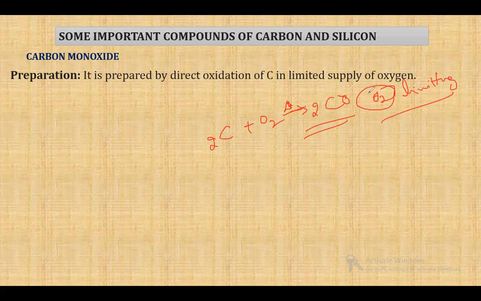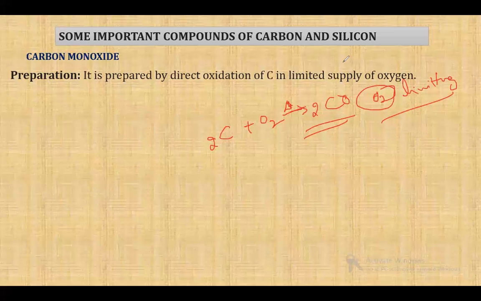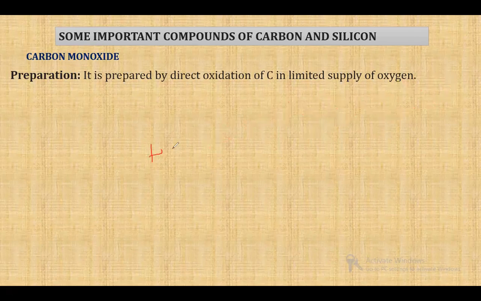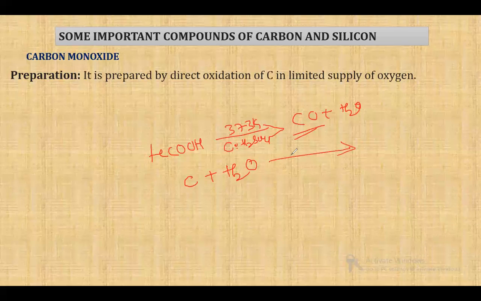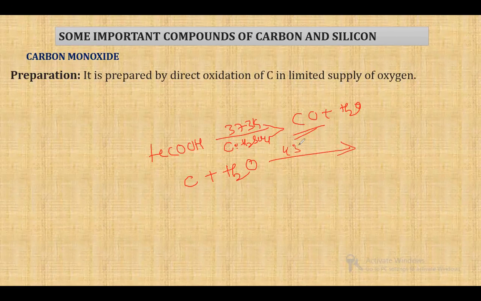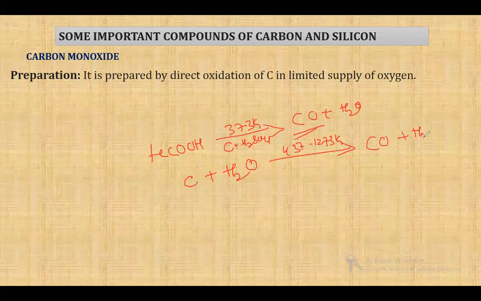Also, formic acid, HCOOH, is treated in the presence of concentrated H2SO4 at 373 Kelvin, forming carbon monoxide CO and H2O. This is another method of preparation of carbon monoxide. And also carbon treated with water, at a higher temperature of 473 to 1273 Kelvin, forms carbon monoxide and dihydrogen.